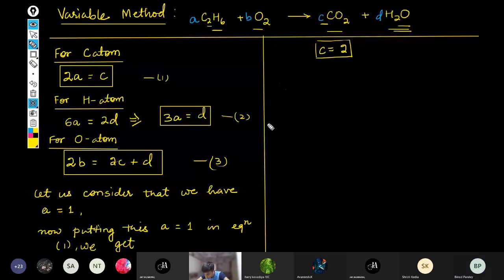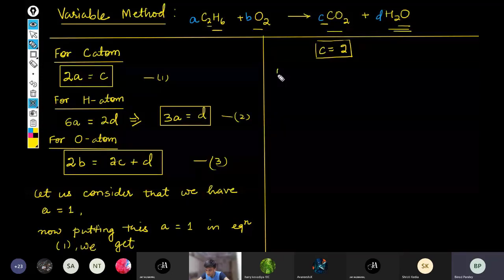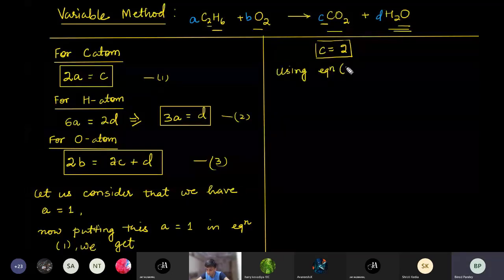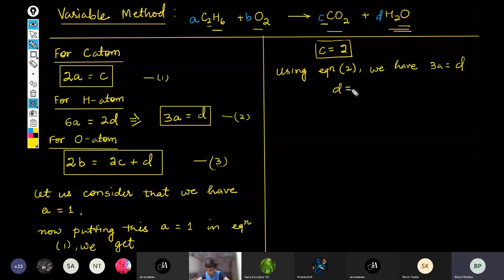Next, what we have to find is D. Using the second equation, we have 6A is equal to 2D, or I should write 3A is equal to D. So simply, D is equal to how much, children? D is equal to 3. Is it fine?